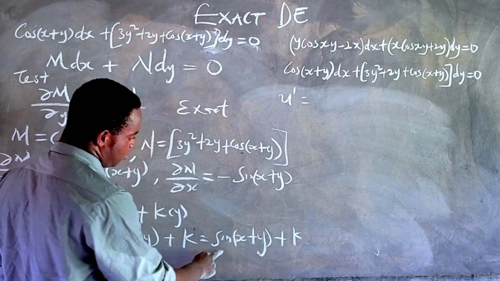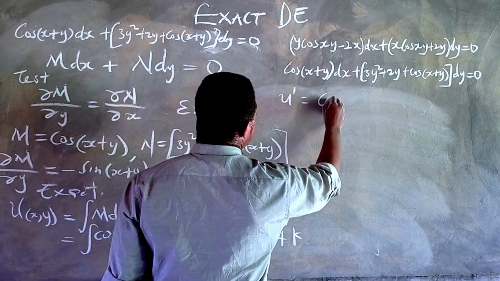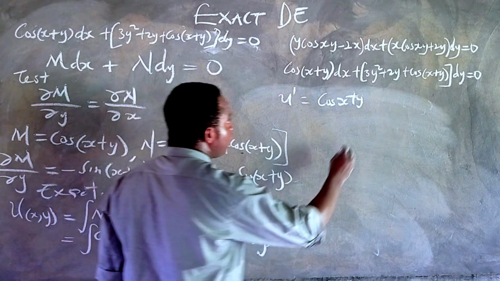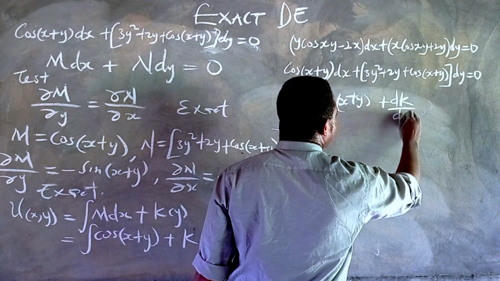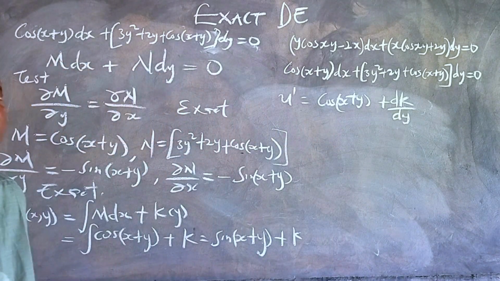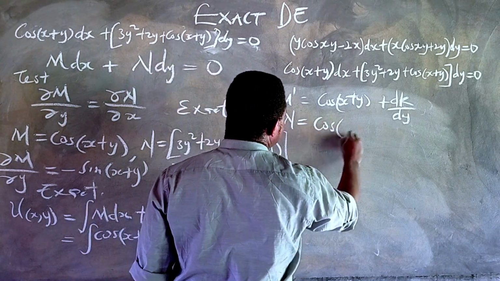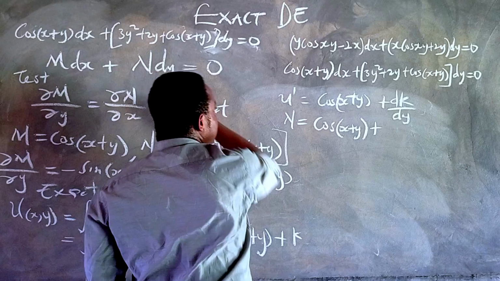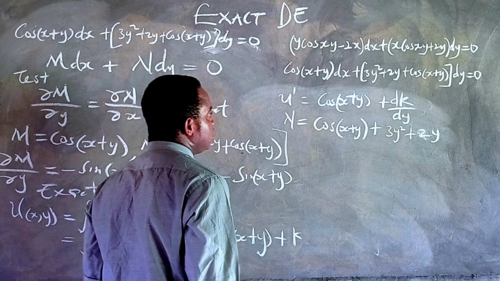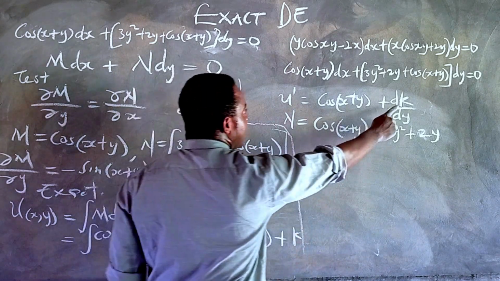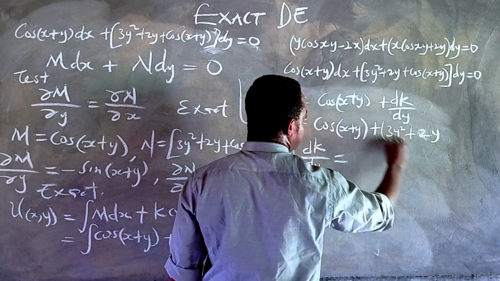Let us find the derivative of u with respect to y this time. The derivative of sin(x+y) with respect to y is going to be cos(x+y), plus the derivative of k, which is dk/dy. Good. The next thing we do is bring N side by side with it so that we can compare. N also has cos(x+y) in it, so I'm writing it first, and it has plus 3y squared plus 2y. At this point, you will see that dk/dy is equal to 3y squared plus 2y.